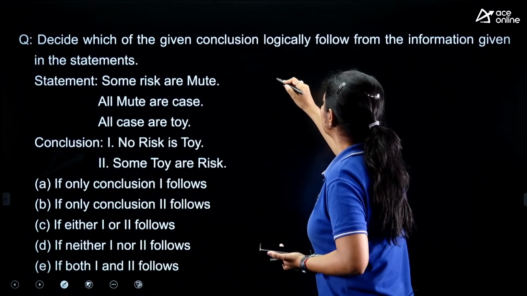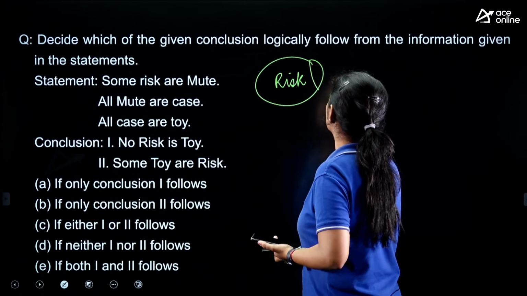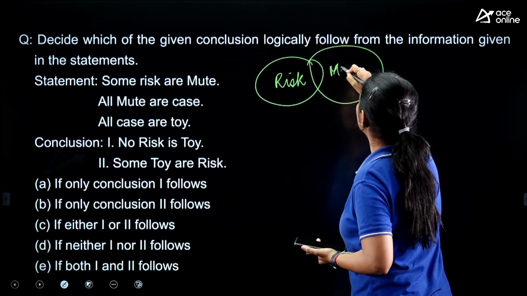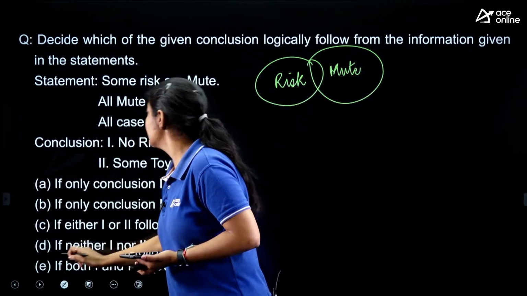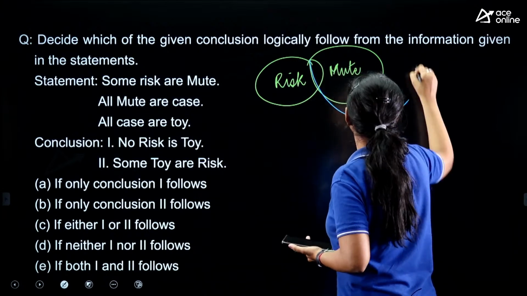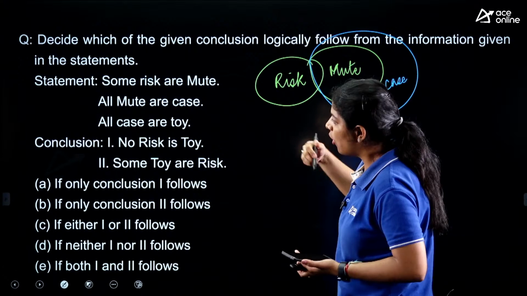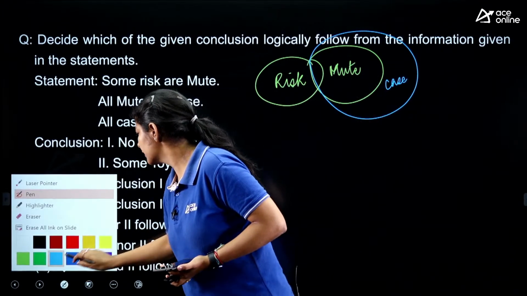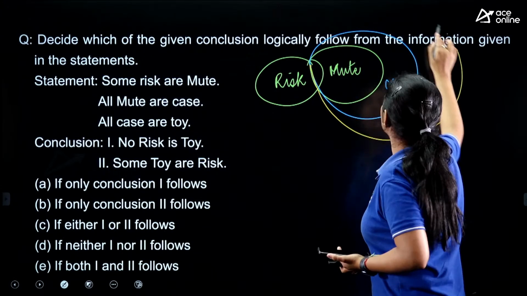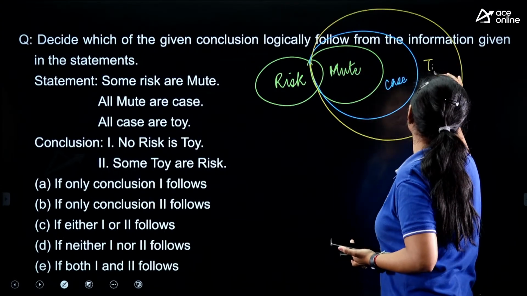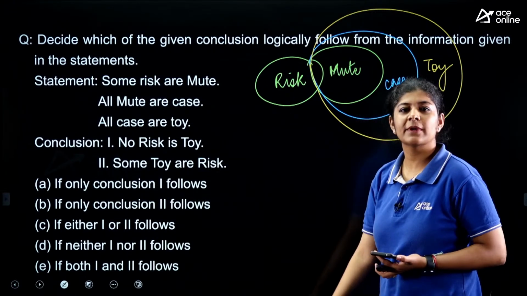Some risks are mute, right? All mute are case. Next, all case are toy. Okay, so this is a simple one. This is my basic diagram, right? And accordingly, I just simply have to check my conclusions.